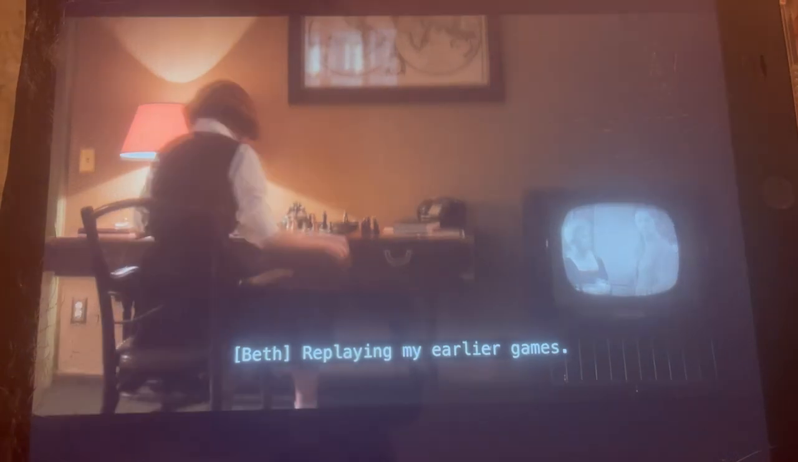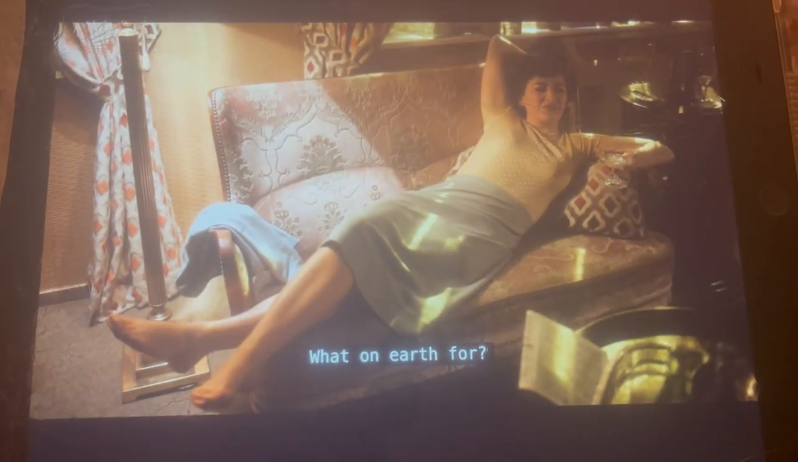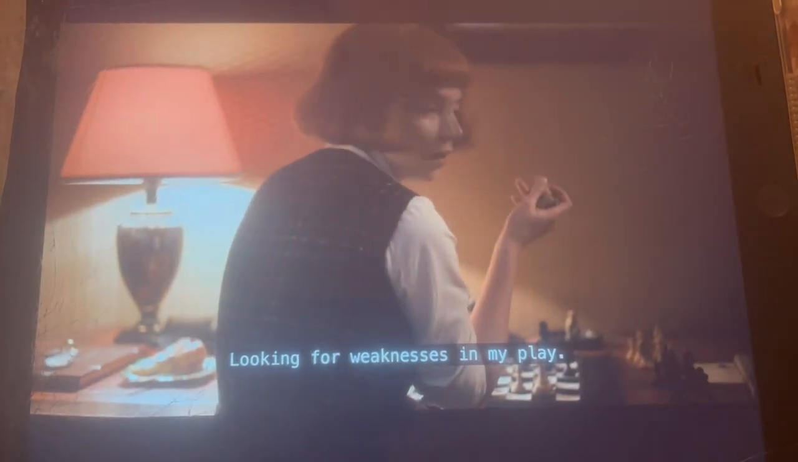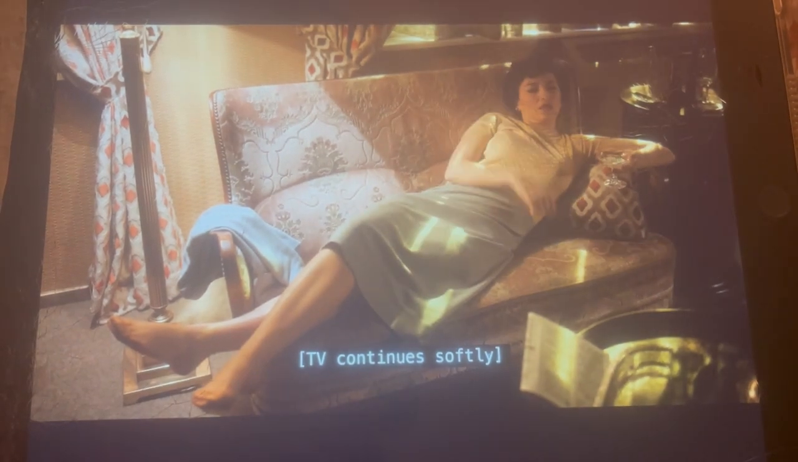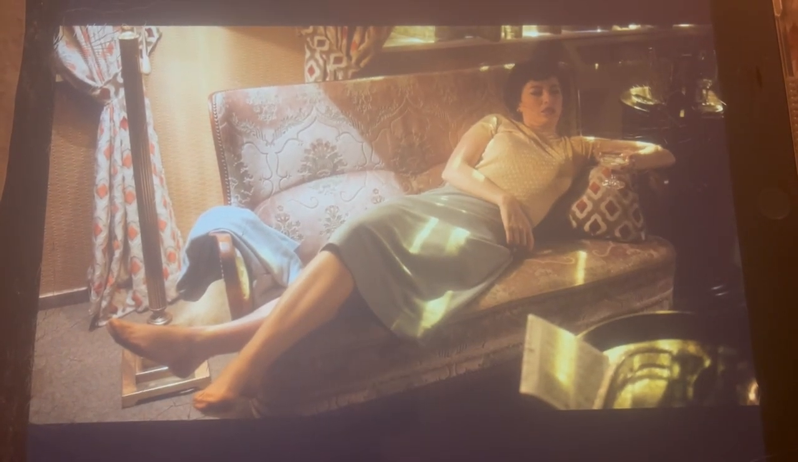Replaying my earlier games. What on earth for? Looking for weaknesses in my play. I see. And? There aren't any.